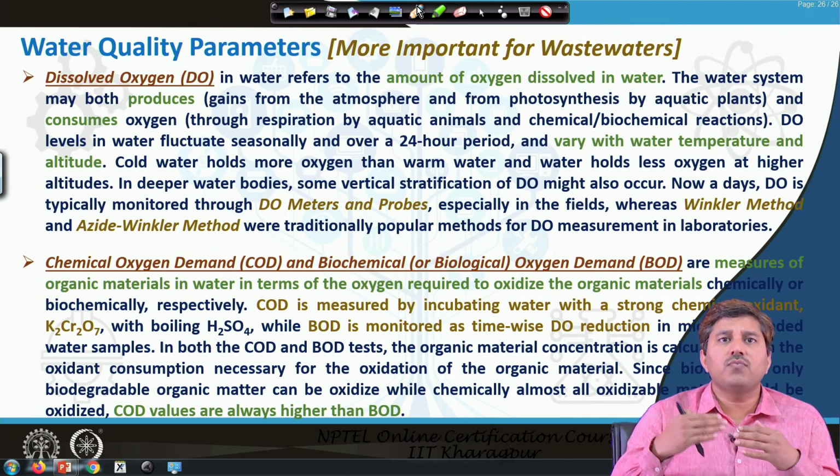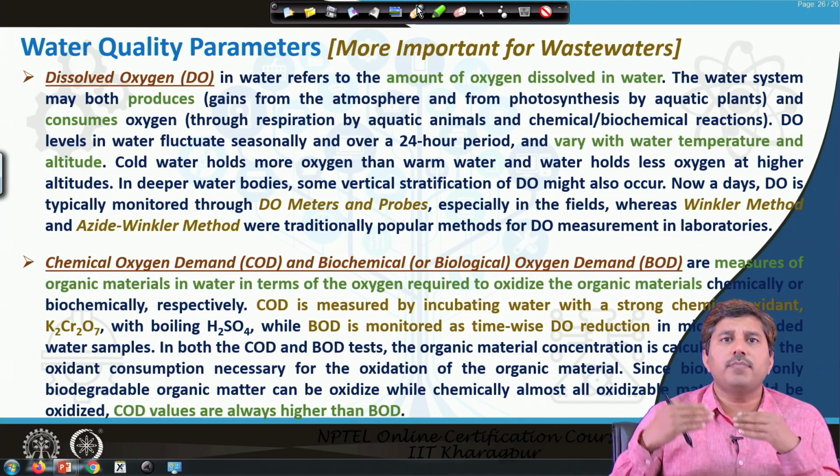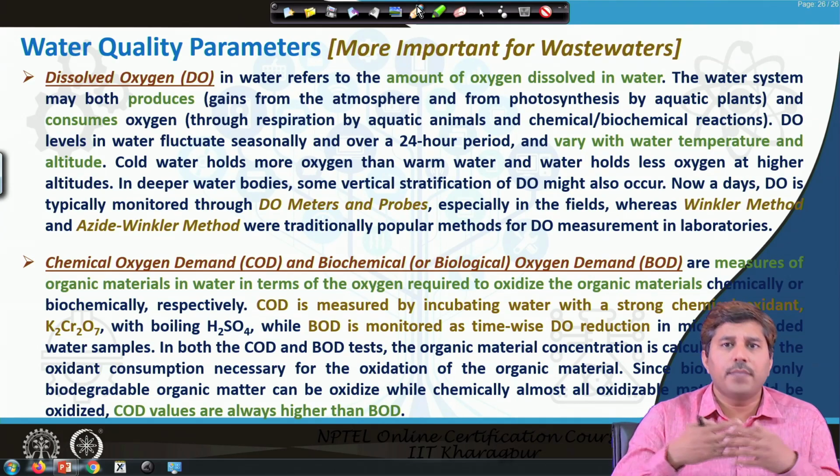So, the DO levels in water fluctuate, not only seasonally but also over a 24-hour period, because photosynthesis rates are different. We get no photosynthesis in the night and highest photosynthesis in the daytime.